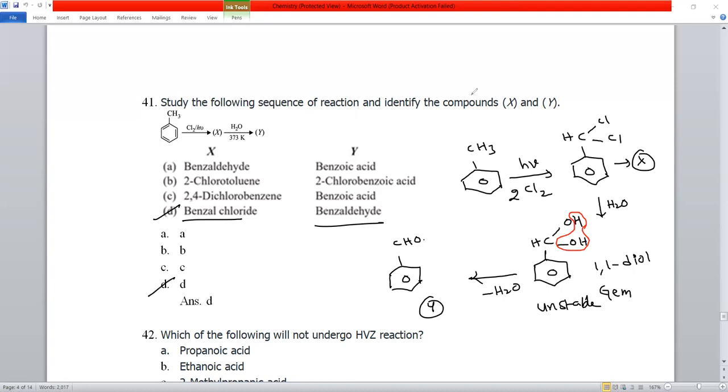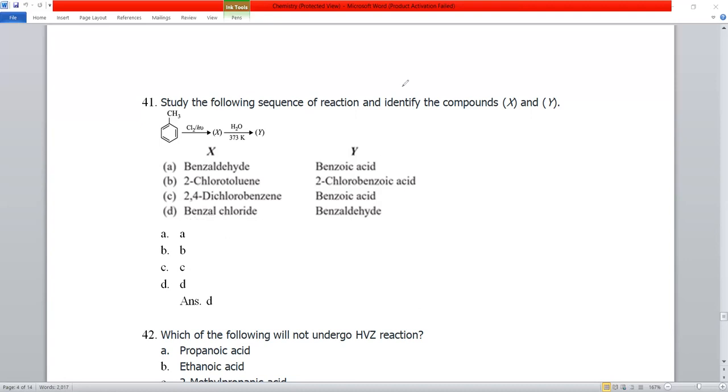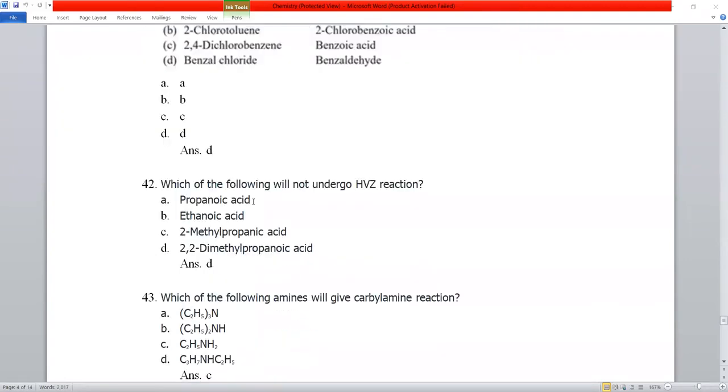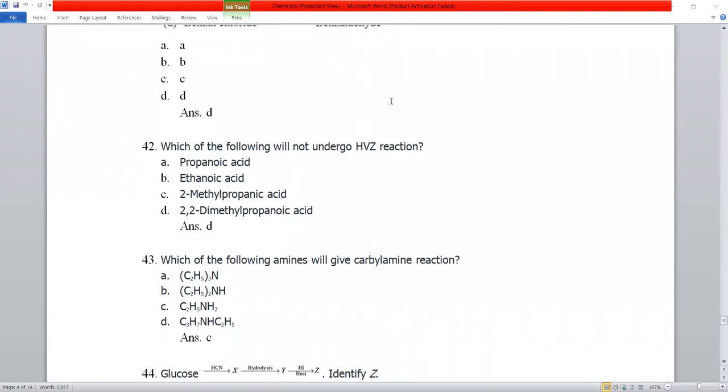So here also option D they have given. So next, question number 42. Which of the following does not undergo HVZ reaction? For the HVZ reaction to occur, an alpha hydrogen containing carboxylic acid is required. CH3, C double bond O, OH. This is the alpha carbon, alpha hydrogens are there. This will undergo. So which will not undergo, they're asking here.